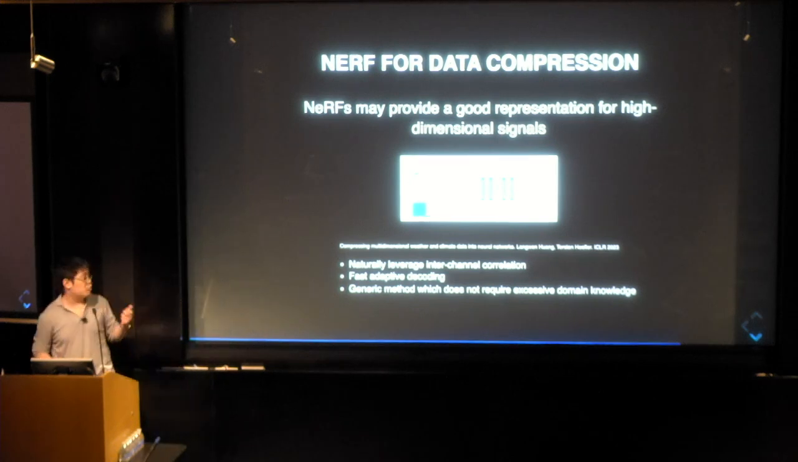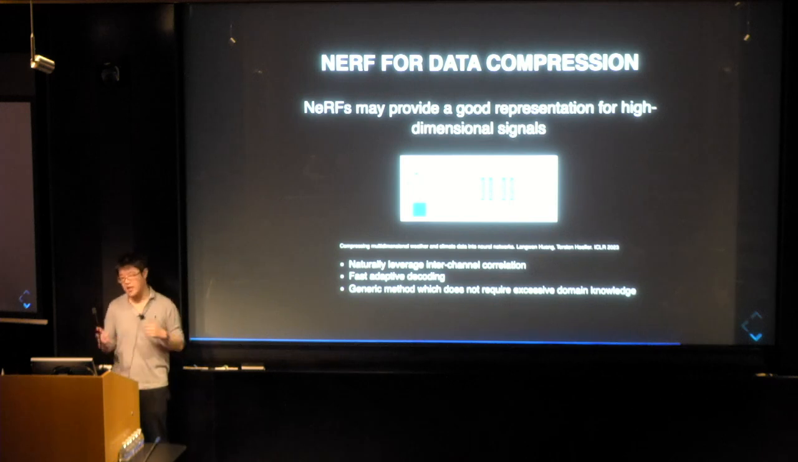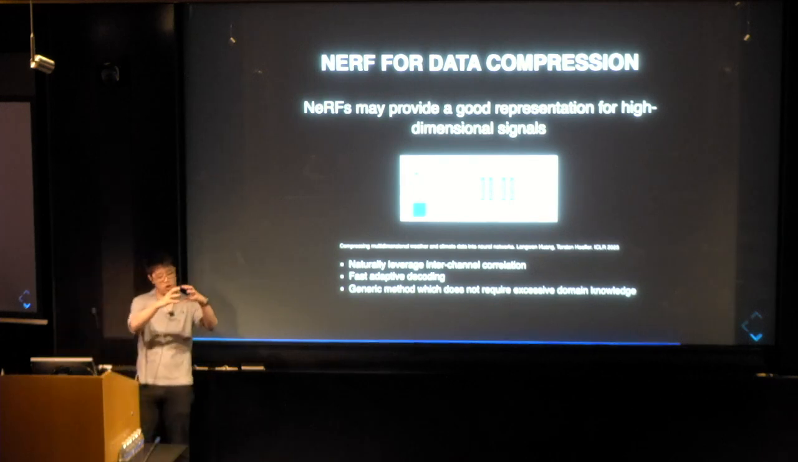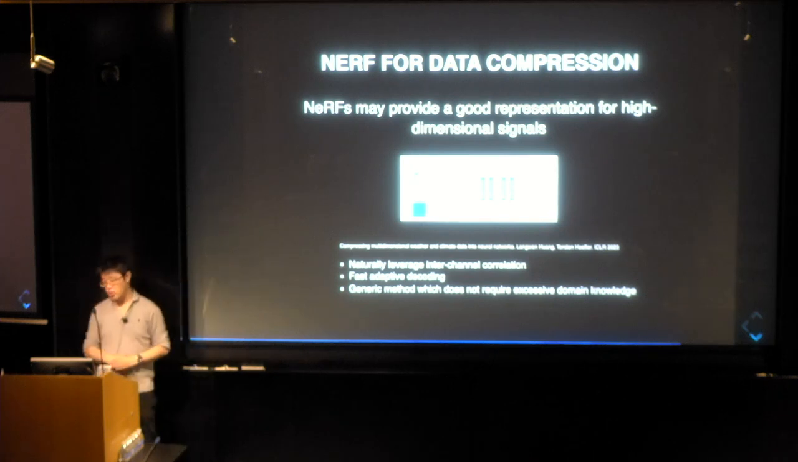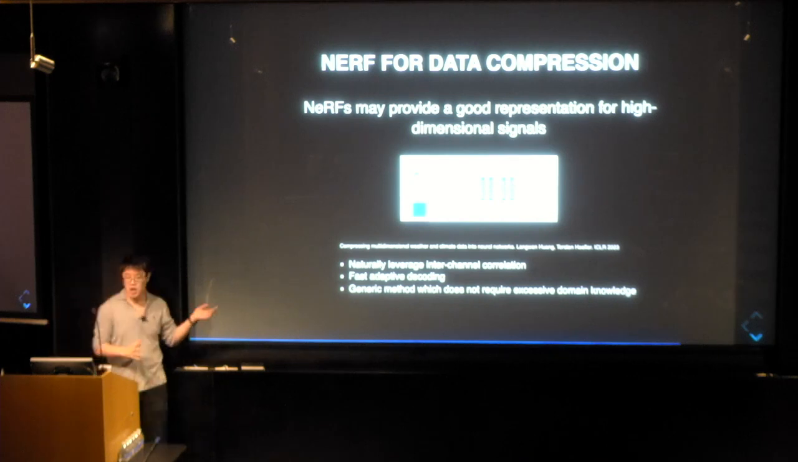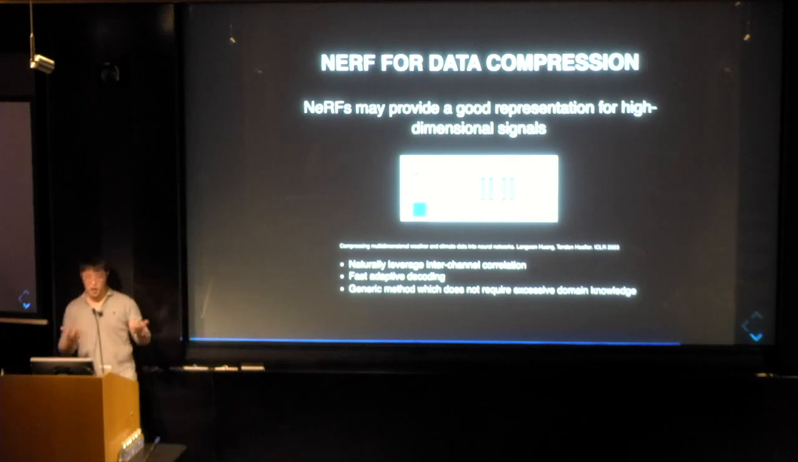It has the advantage of being able to leverage inter-channel correlations, and it's a kind of adaptive decoding. So if I don't only want to know the signal at some small point in space, I can just decode the NeRF there. I don't have to decode everything else. And the advantage is, of course, we don't need to do so much feature engineering. It learns most of it for us.